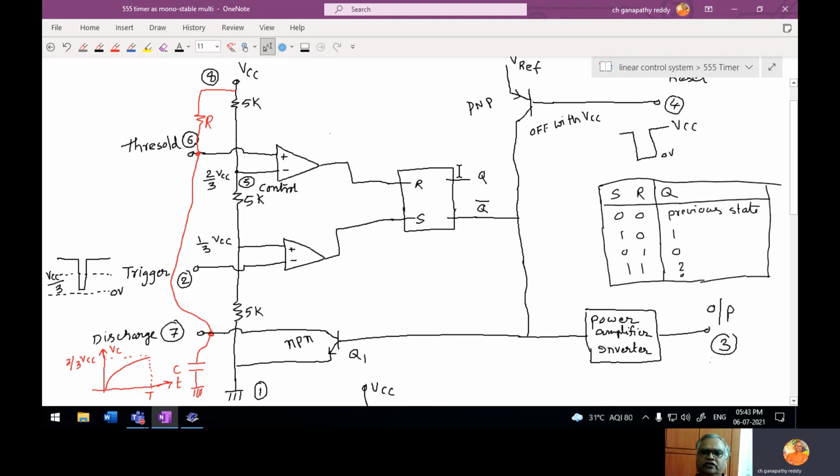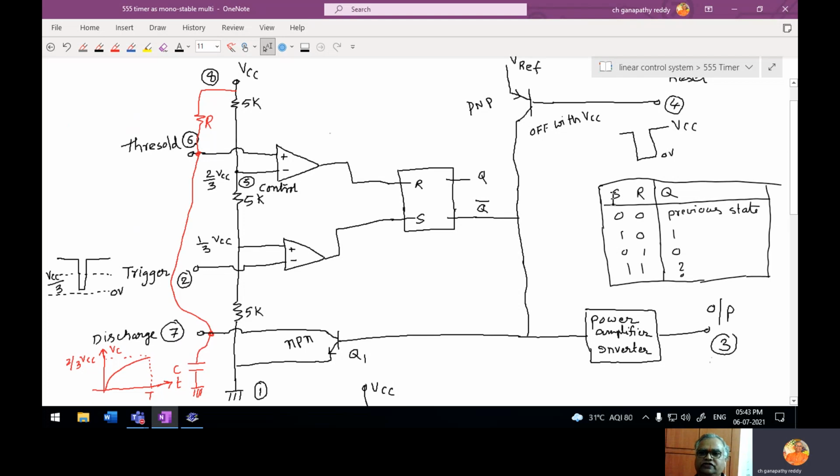Then we have an SR flip-flop, set-reset flip-flop. Flip-flop inputs are S and R. Outputs are Q and Q bar. Now this is the truth table of SR flip-flop. If both are 0, 0, whatever previous state is there, it remains as it is. If Q equals 1, 1 remains as it is. If Q equals 0, 0 remains as it is.